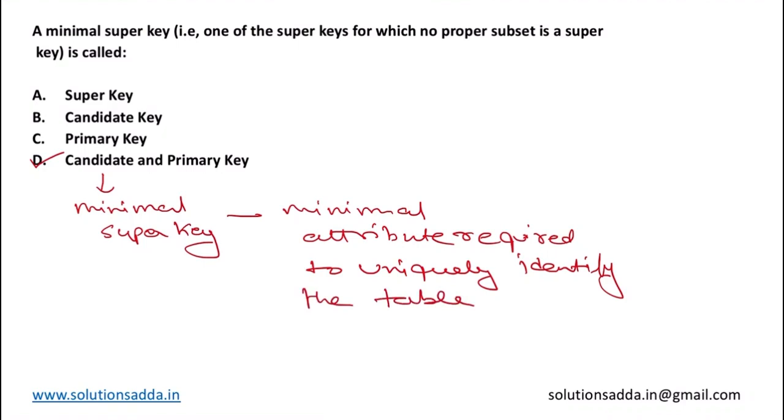That is, the selected candidate key is the single attribute required to uniquely identify the table, and this candidate key is selected from a set of super keys, and the primary key is selected from the set of candidate keys. Hence a minimal super key is also called primary key. Therefore, the correct answer for this question is option D, candidate key and primary key.